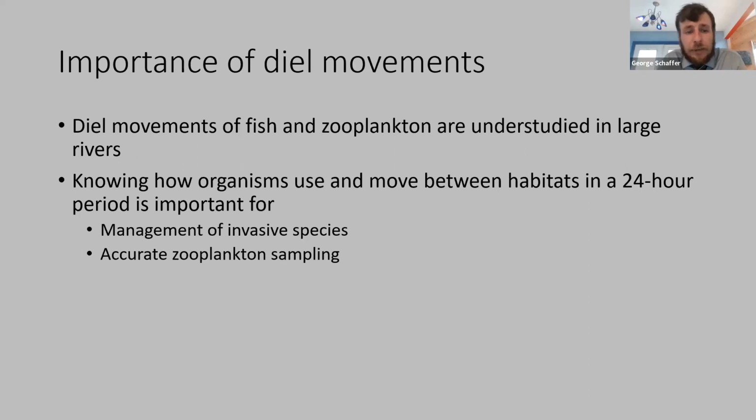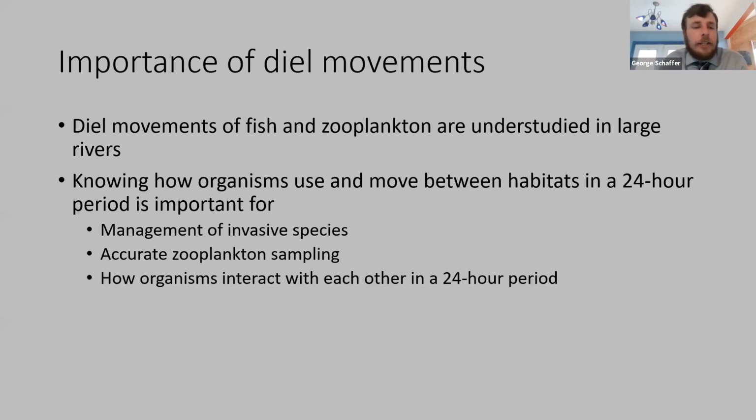It's important for accurate zooplankton sampling. So if zooplankton density is different throughout different times of the day, you may want to adjust your sampling methods to sample when density is the highest, so your sample could actually reflect the densities that are present within the system. And then finally, it's important to understand how organisms interact with each other within a 24-hour period to further understand the ecology present within these large rivers.